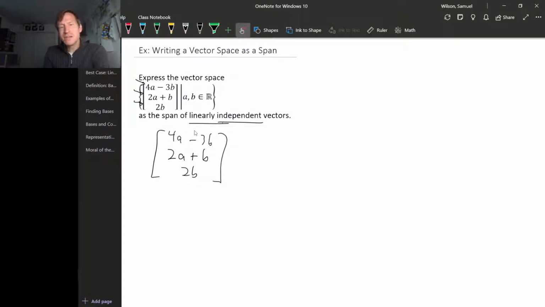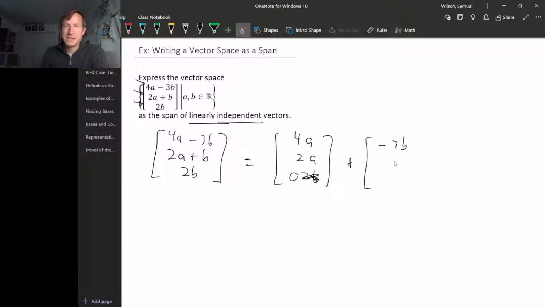But we can split this up in the way that we have become accustomed to, based on what the free variables are. So we can split this up into 4A, 2A, 0. Sorry, I need a 0 here. Plus a vector that has the B's in it: minus 3B, B, and 2B.